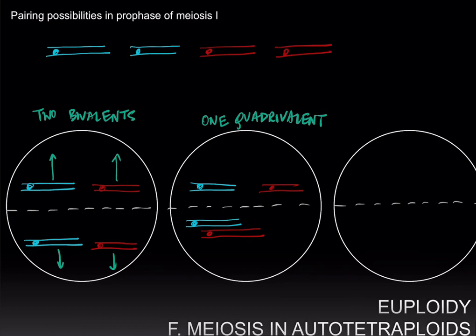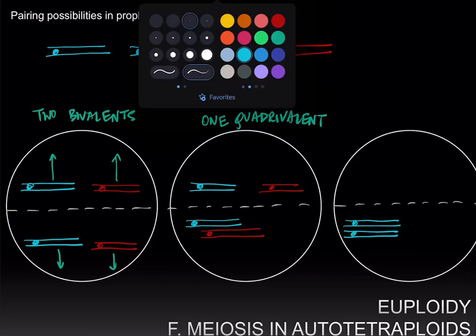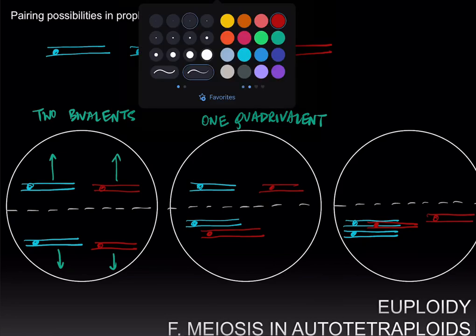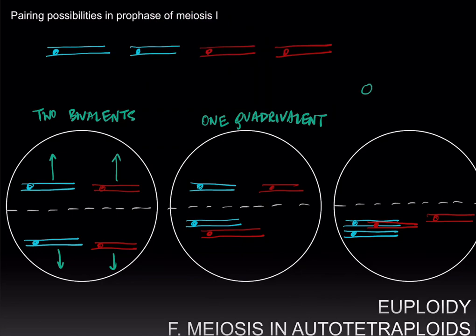A final third possibility is that 3 of the chromosomes pair up as a trivalent, and 1 chromosome remains separate as a univalent. And so we will label this as 1 trivalent plus 1 univalent.